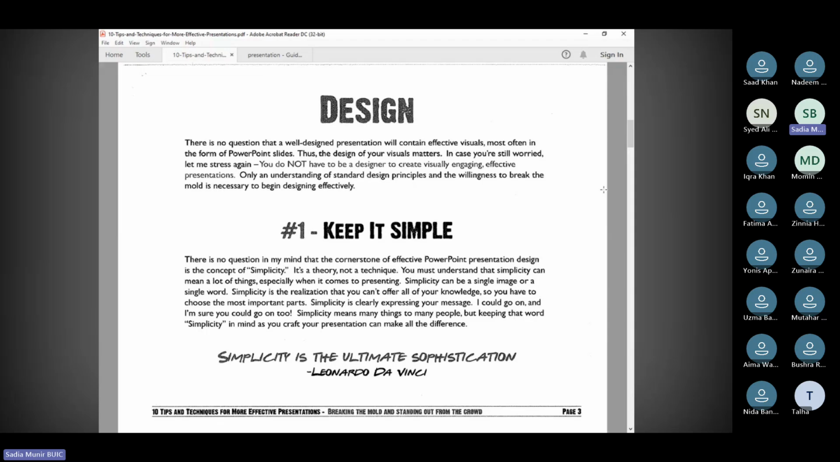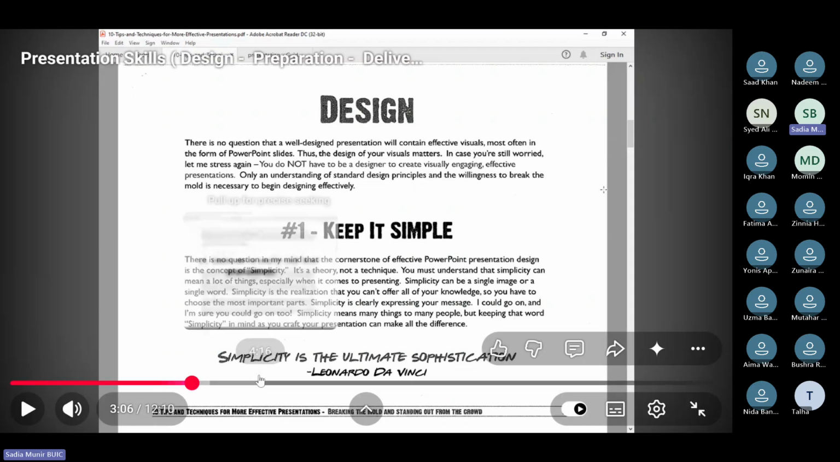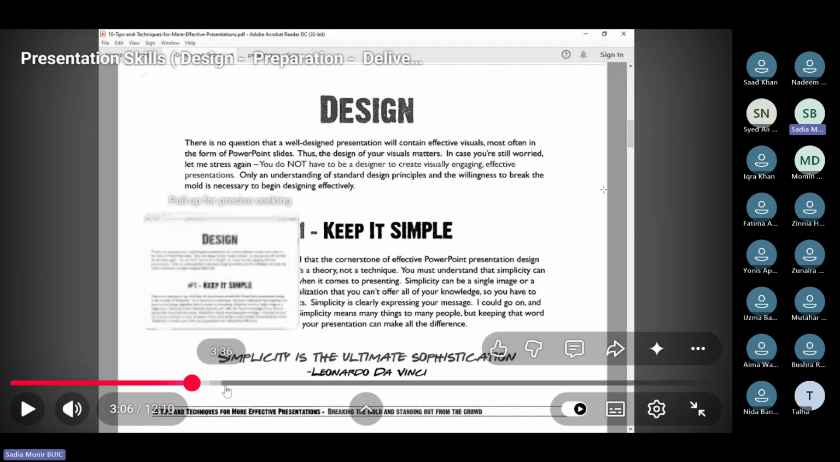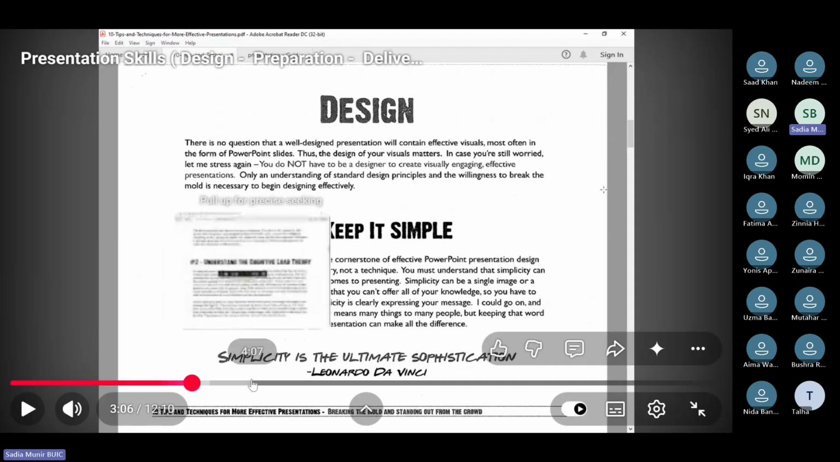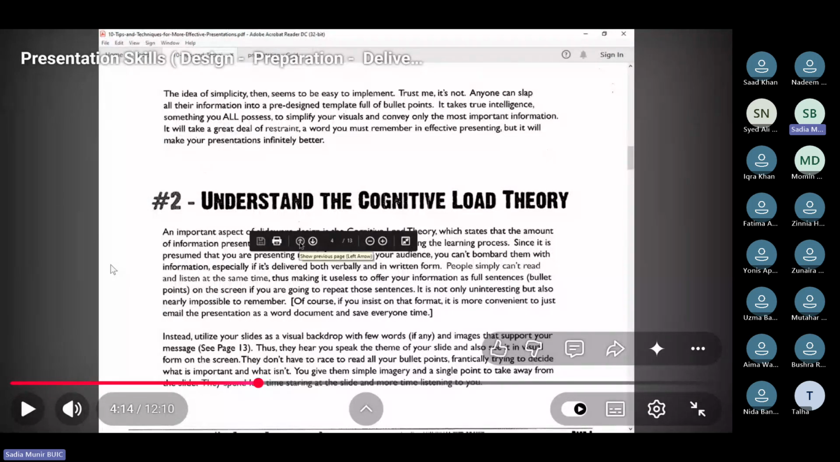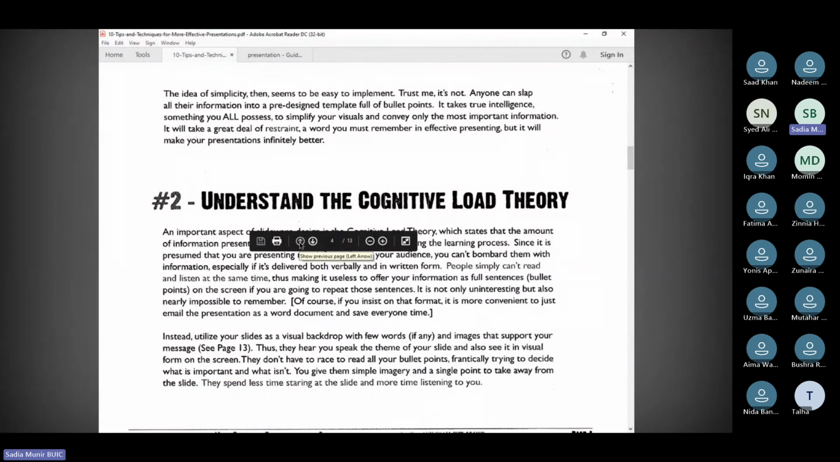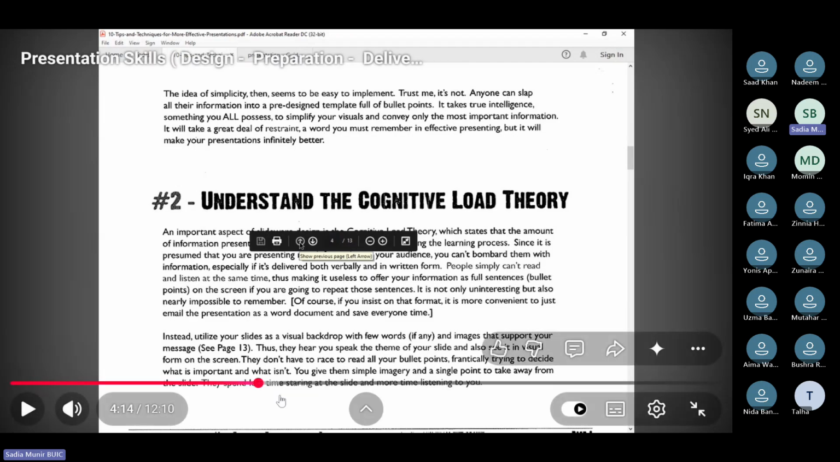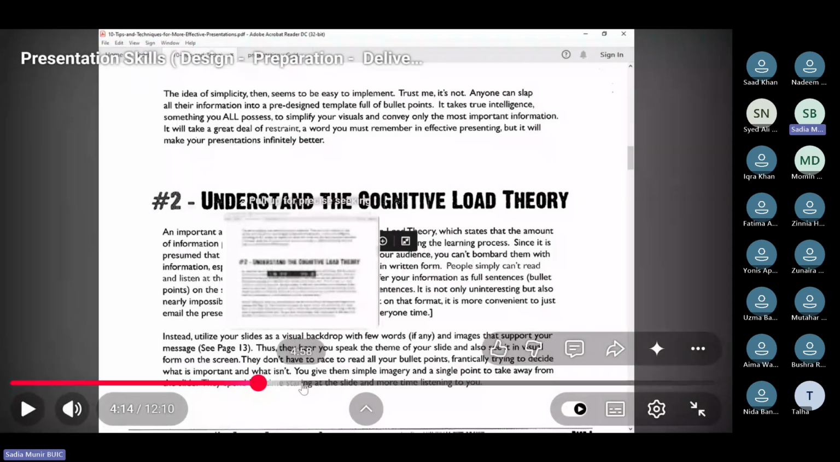You have to keep it simple, because simplicity is the ultimate sophistication. That is what Leonardo da Vinci has also said. So if you make it too grandiose, or too decorative or too splashy, that would definitely make your design non-effective. And you have to make sure that you're not putting any cognitive load on your information for the people to be overloaded with it.